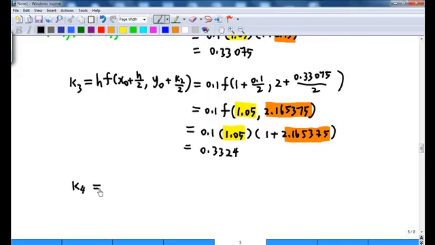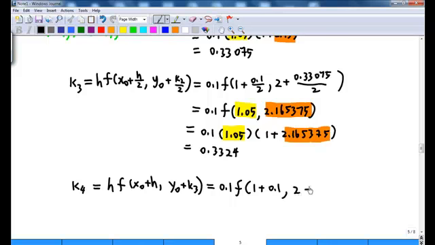Then we're going to find the k4. k4 is equal to h times f of x0 plus h, y0 plus k3, which is equal to 0.1 times f of 1 plus 0.1, y0 is 2, plus k3 is 0.3324. So that means this is equal to 0.1 f of 1.1 and 2.3324 for y.